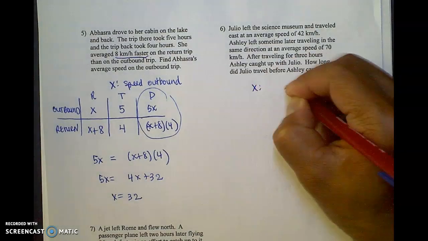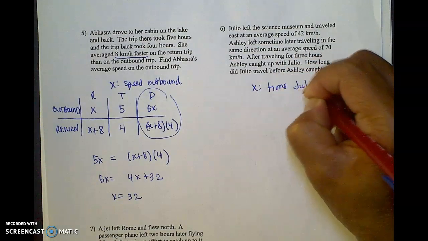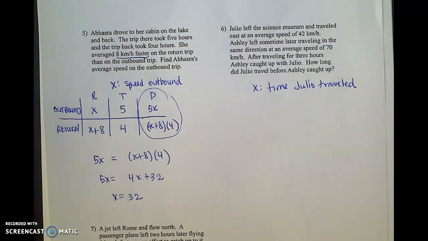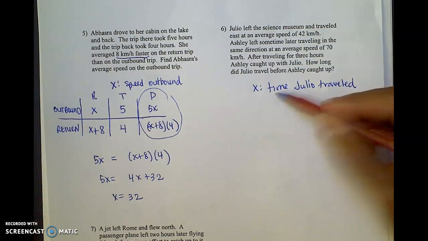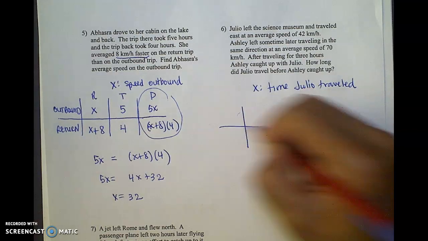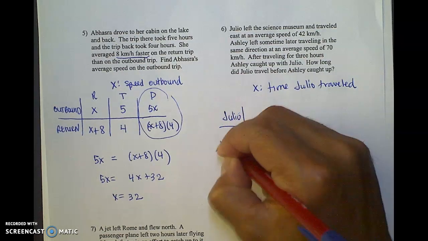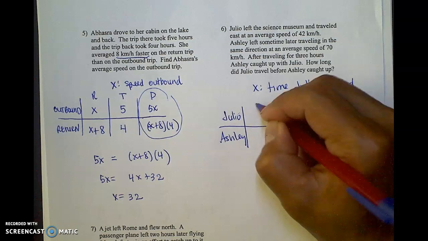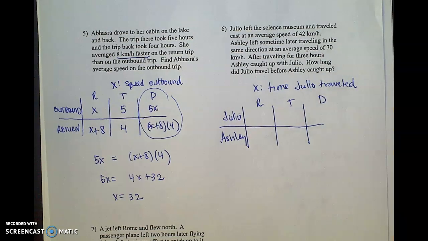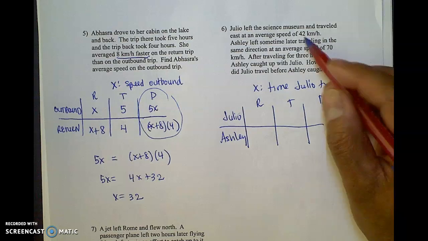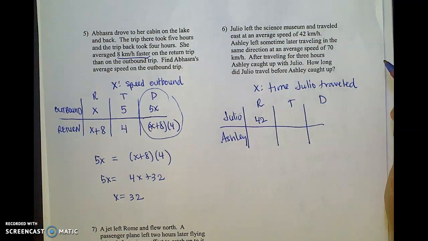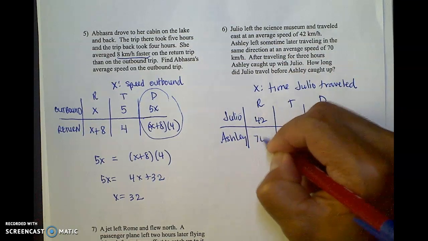So we're going to let X represent the time Julio traveled. Ultimately, what we're looking for, how long did Julio travel? That's it. Alright, set up our table. We got Julio and Ashley. We got rate, time, distance. So 42 kilometers per hour, that's Julio. Ashley, 70 kilometers per hour.